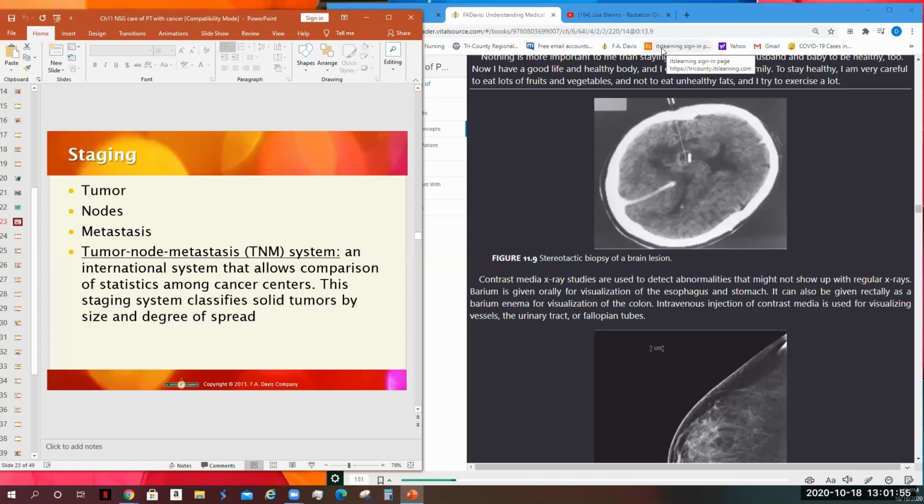Okay, so this is the end of part 1 of chapter 11, and I will begin part 2 where it says contrast media X-ray studies on page 152.